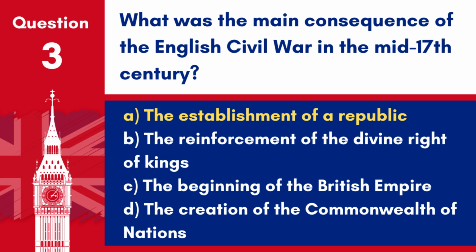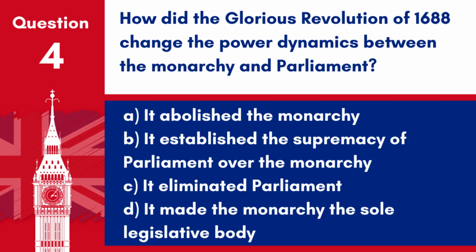The main consequence of the English Civil War was the establishment of a short-lived republic, the Commonwealth, under Oliver Cromwell. Question 4. How did the Glorious Revolution of 1688 change the power dynamics between the monarchy and Parliament?